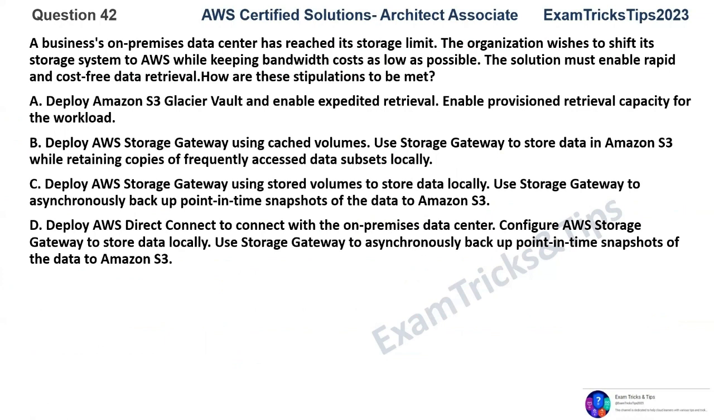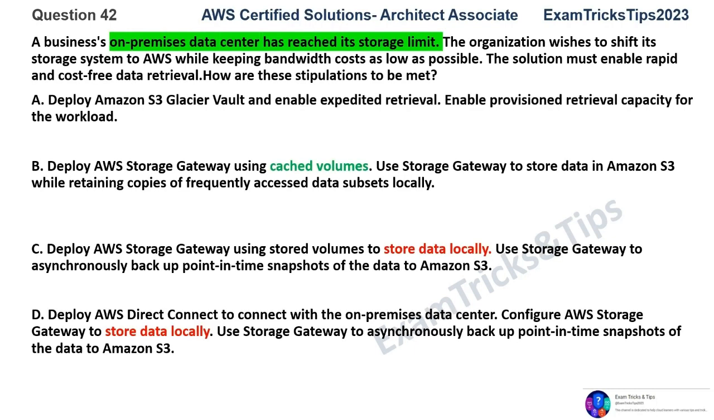Question number 42. A business's on-prem data center has reached its storage limit. The organization wishes to shift its storage system to AWS while keeping bandwidth cost as low as possible. The solution must enable rapid and cost-free data retrieval. How are these stipulations to be met?